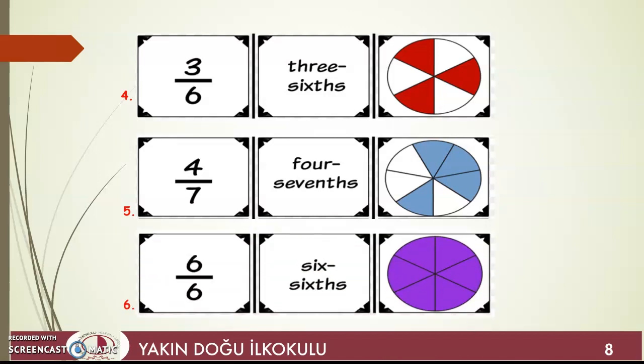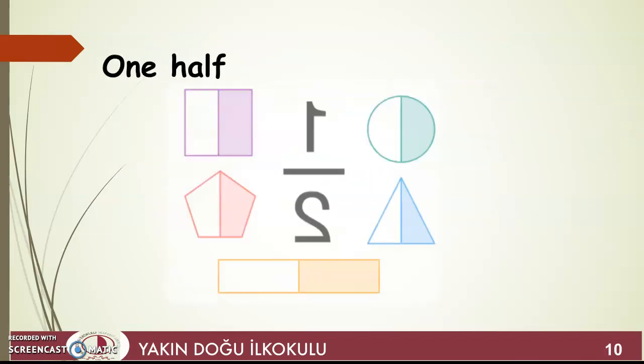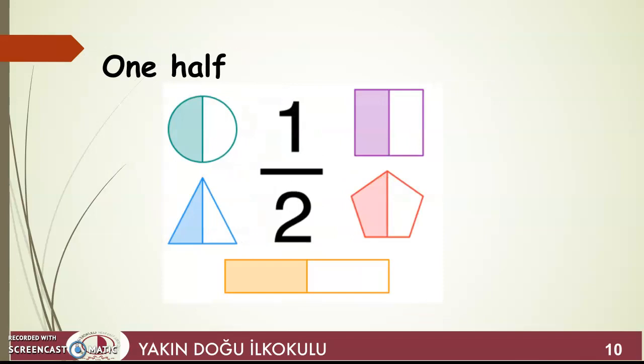Sixth example. How many numerators are there, children? There are 6. How many denominators are there, children? There are 6. 6/6. 1/4. 1/2.